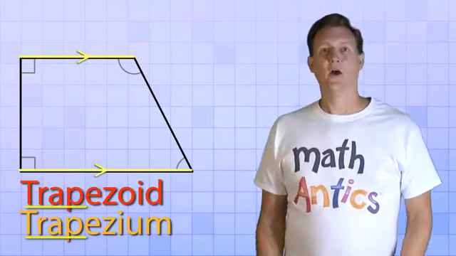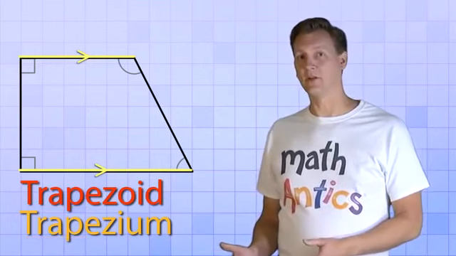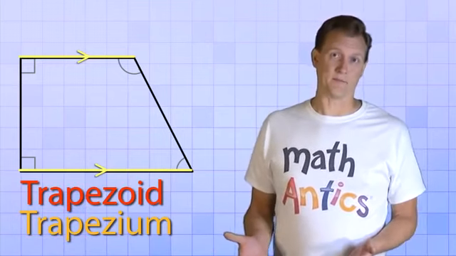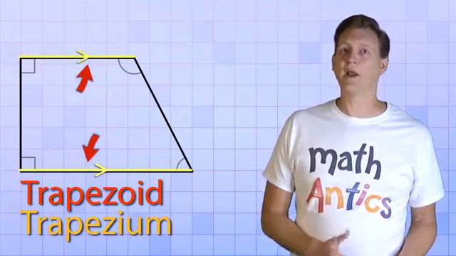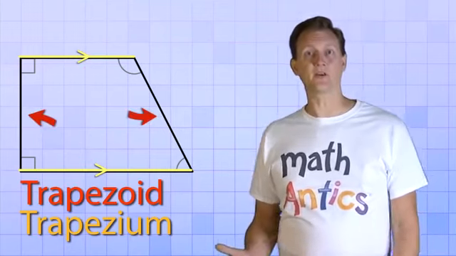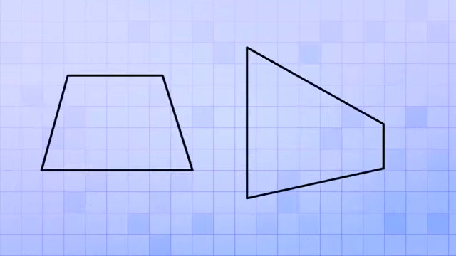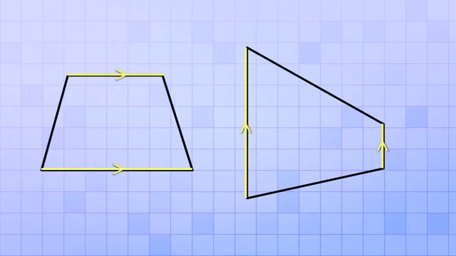Yet. Okay, so this quadrilateral is a trapezoid, or trapezium, because it has only one pair of parallel sides, and the other sides are not parallel. Here are a couple more examples of quadrilaterals that have only one set of parallel sides.